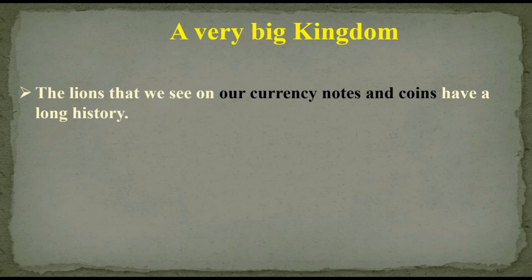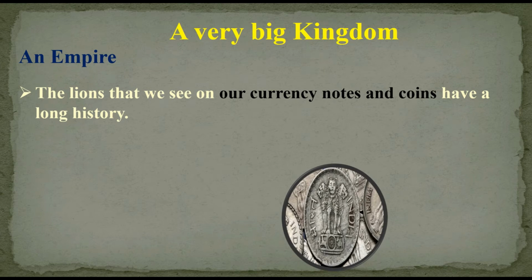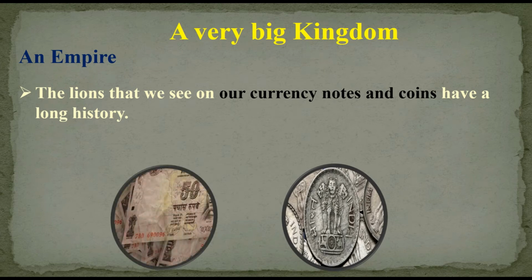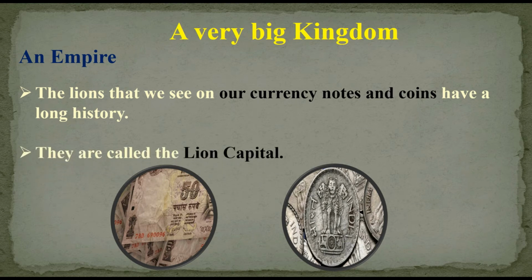A very big kingdom. The lions that we see on our currency notes and coins have a long history. So that is an empire we say here. Here the coins we are seeing in the notes and the rupees, that is the coins. They are called the lion capital.